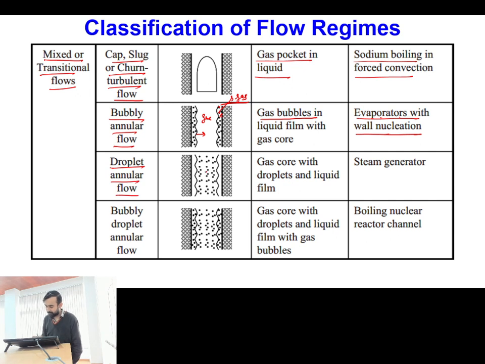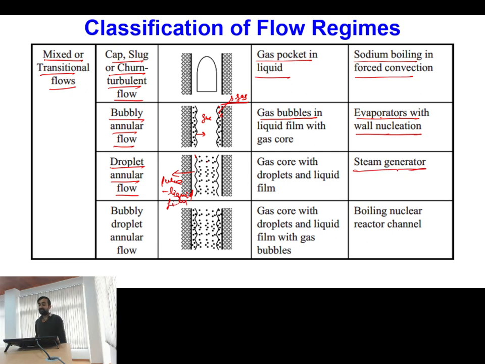Then third is droplet annular flow. In case of droplet annular flow, within the gaseous core I have droplets, and this is nothing but a pure liquid film. So here it is a pure liquid film. This scenario we can see in case of steam generators, like in case of our boilers. Okay. Then bubbly droplet annular flow. Bubbly droplet annular flow means both the previous configurations are superimposed. Okay. And this is typically the scenario in a boiling nuclear reactor channel.